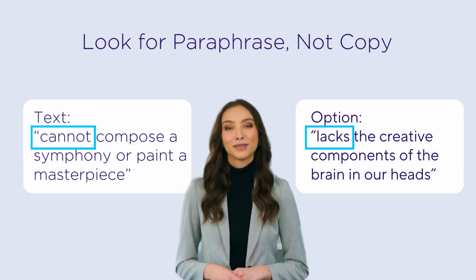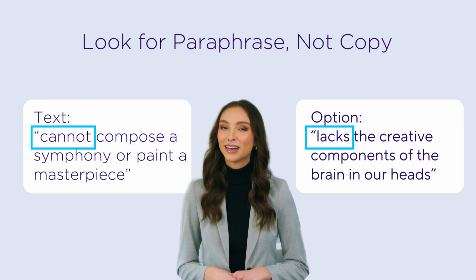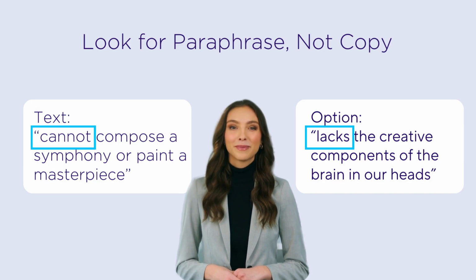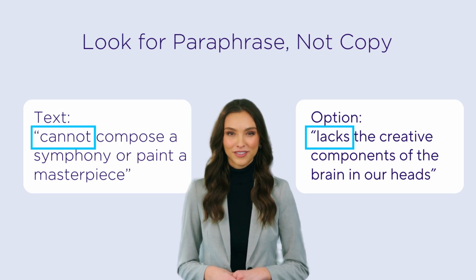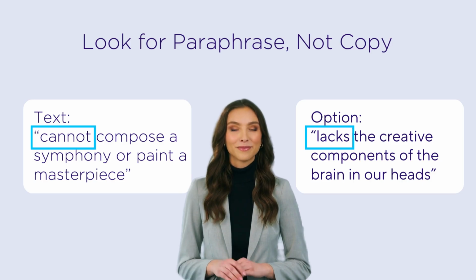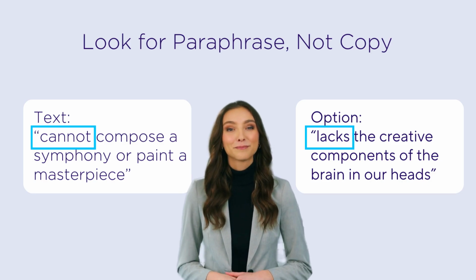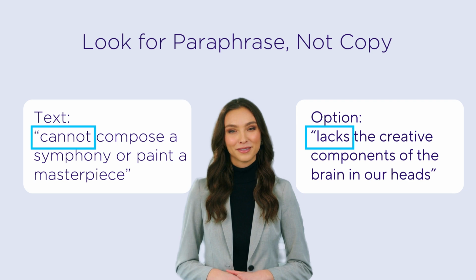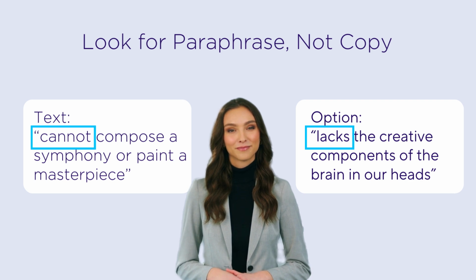For example, the text says the second brain cannot compose a symphony or paint a masterpiece. The option says it lacks the creative components of the brain in our heads. The words are different, but the idea is the same. This is called a paraphrase.